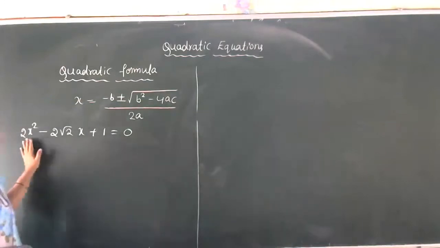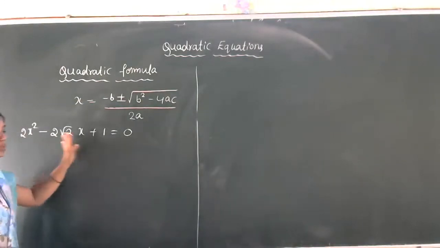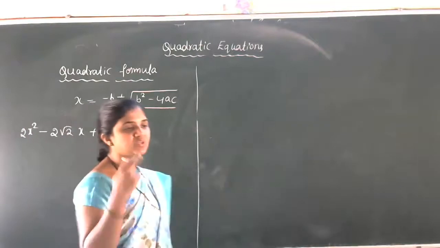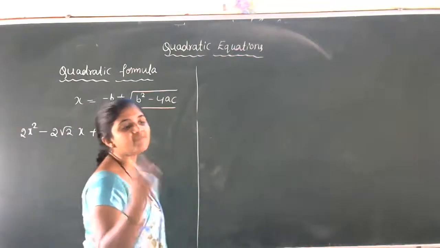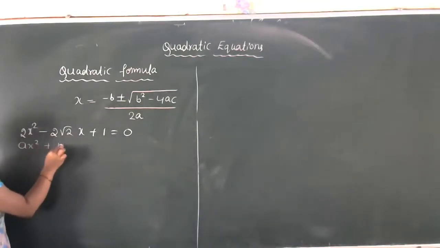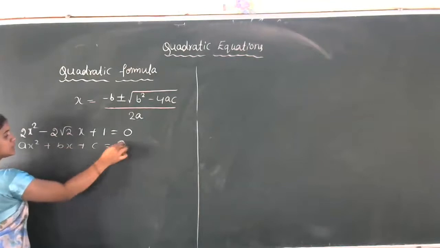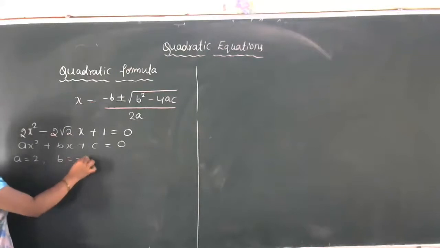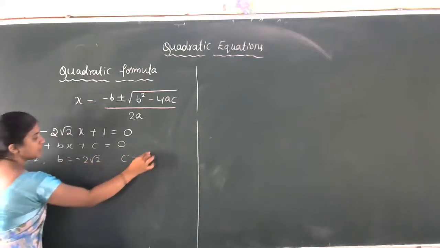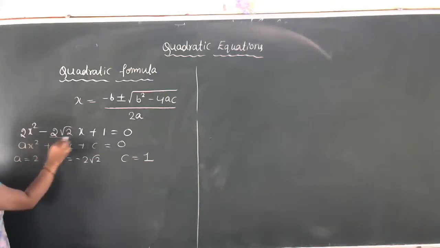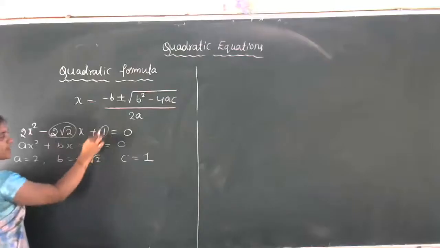Here, 2x square minus 2 root 2x plus 1 is equal to 0. So now this is the quadratic equation. We have to find out the roots of this equation with the help of the quadratic formula. First step is ax square plus bx plus c equal to 0. Now a value is 2, b value is minus 2 root 2, then c value is plus 1. Got the idea of this one?